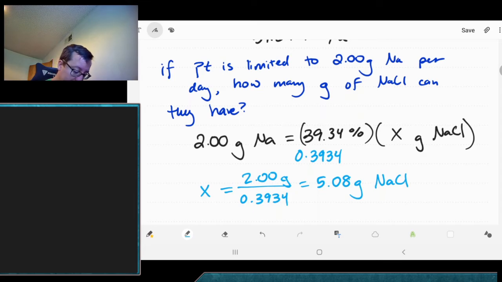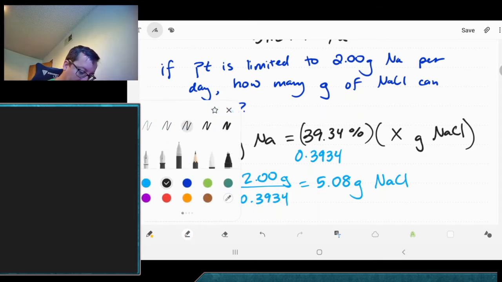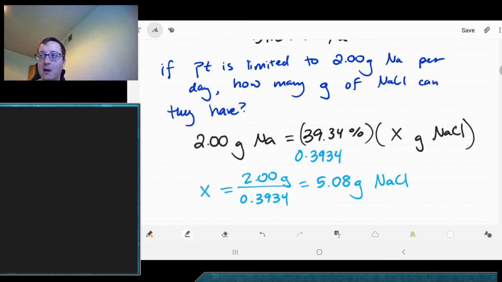So we can use this mass percent idea to say, okay, patient, keep yourself to 5 grams of sodium chloride, of salt, and that way you won't exceed 2 grams of sodium per day. So that's the utility of the mass percent idea. All right, so we can go ahead and work with that.